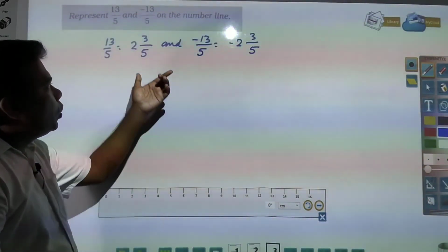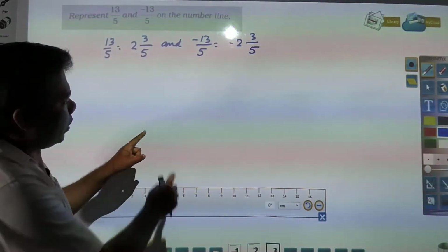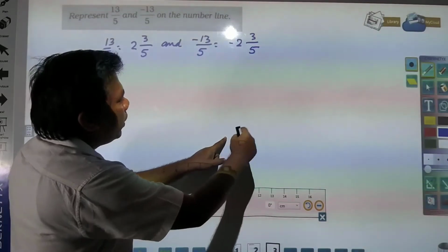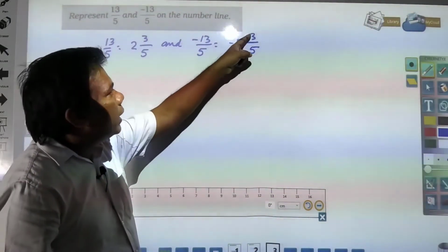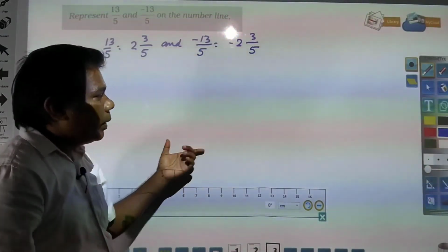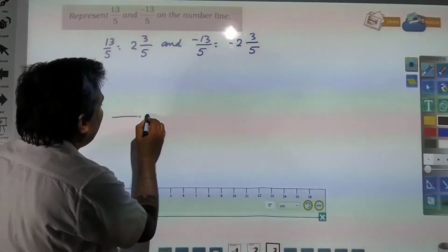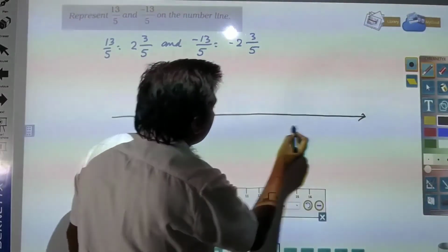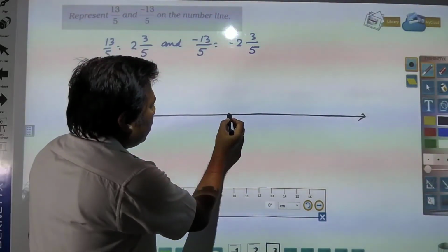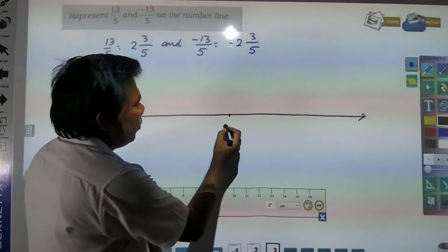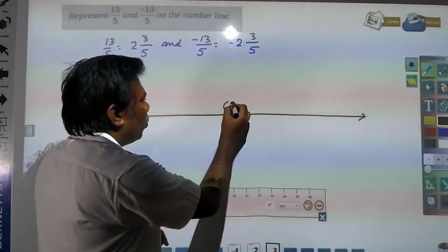Now you see, 2 whole is there, it means on the number line you will first show 1, 2, then the third portion will be required to be shown on the number line as 3 by 5. So how it will be done, you see. First of all, you need to draw a number line with the help of a ruler and compass. Again and again I am telling you, that is required to be used. A point is required to be fixed from where the numbers start, that is 0, and the name O can be given.